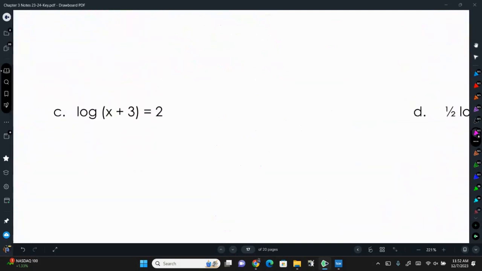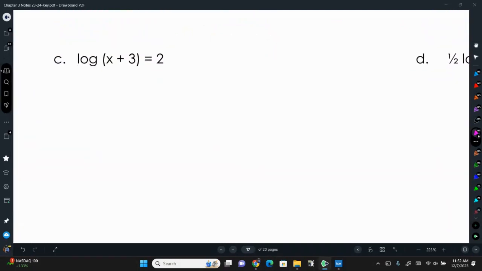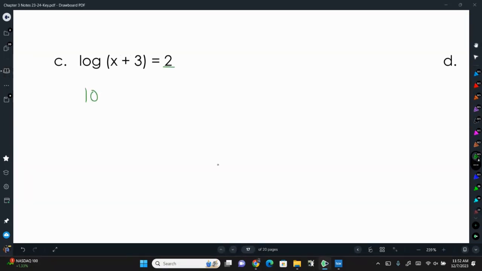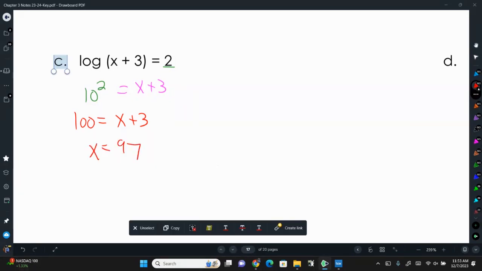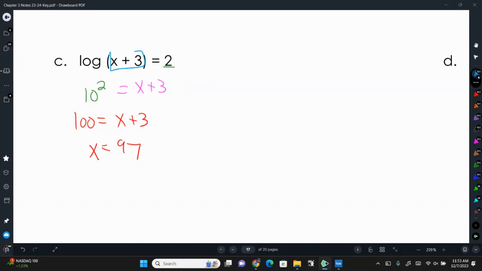All right, now letter C, this is one where we don't have a base written, so it's an invisible 10. We have a single log by itself, so we don't need to do any properties of logs. So our base is 10, so it's going to be 10 to the second power equals x plus 3. Well, 10 to the second power is 100 equals x plus 3. And then when we subtract 3 from both sides, we get x equals 97. Now again, up here, we know x has to be greater than negative 3, and our value of 97 falls within that, so that is an answer.